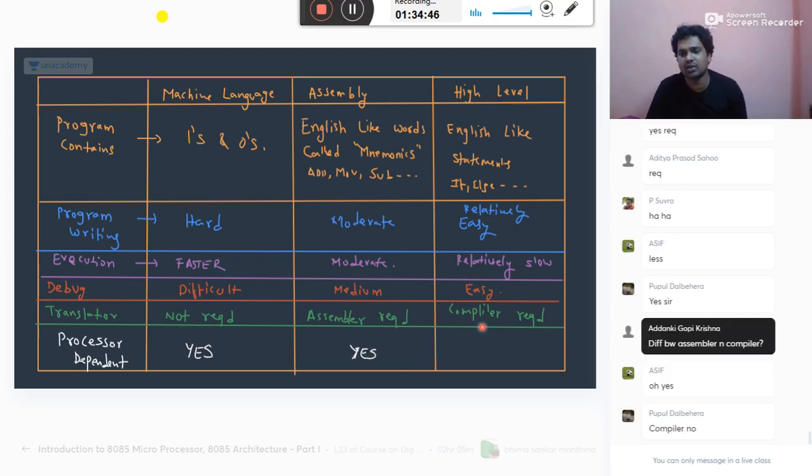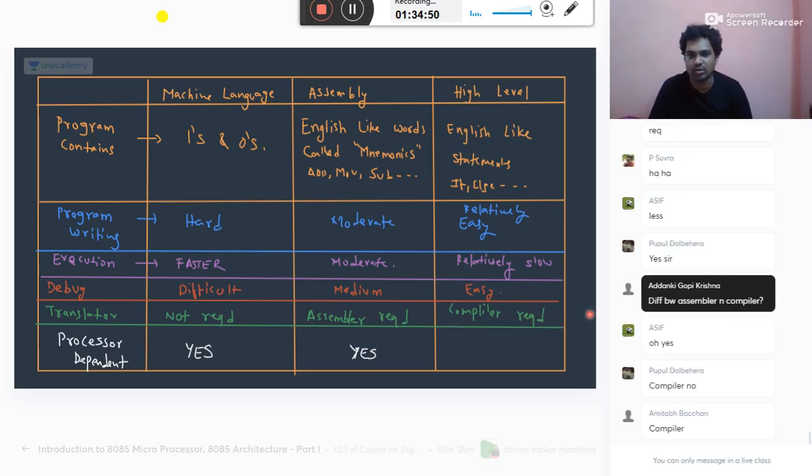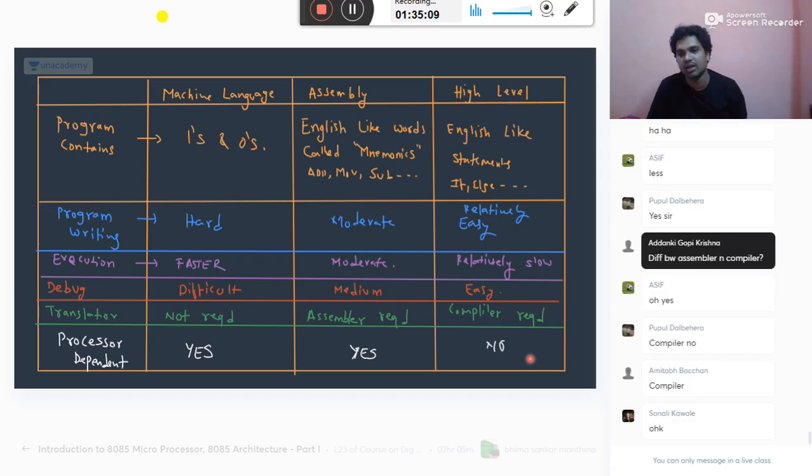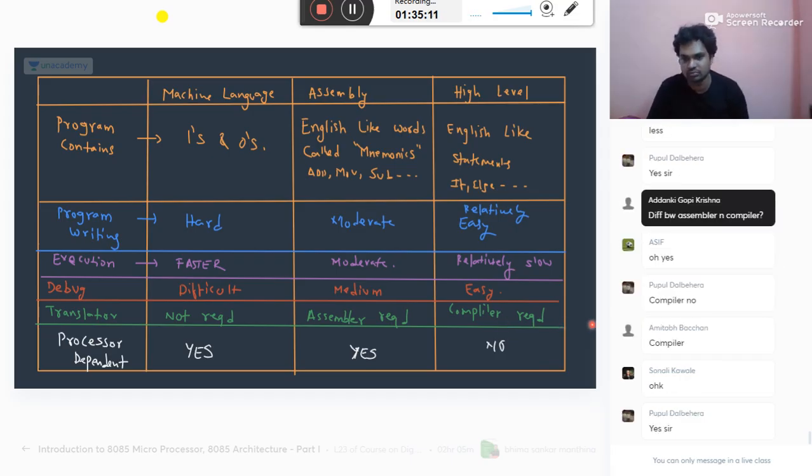Compiler will compile the total program at a time. Assembler will do it line by line. That we are not going to discuss much. Now with a compiler, you write a C program, you compile that on any processor, it will be the same. But you need to have a compiler according to your particular operating system or system. So these two are processor dependent. Here it is not dependent.